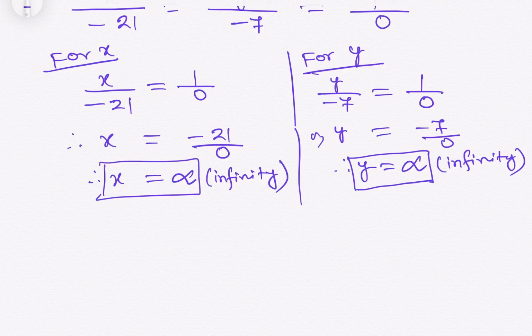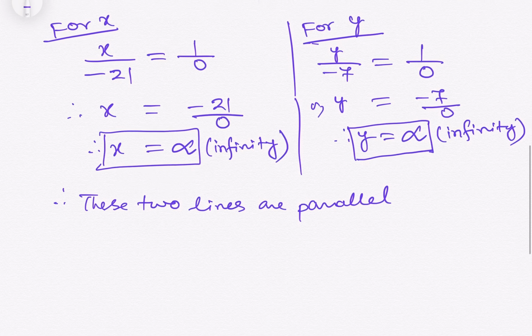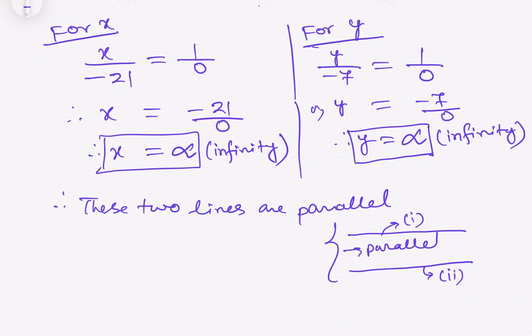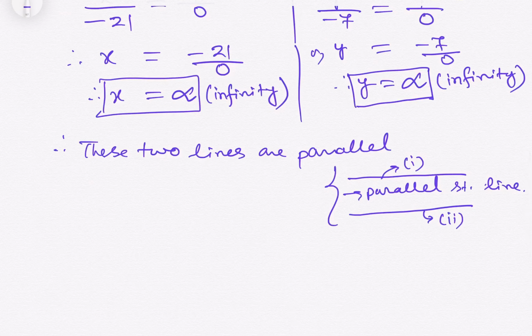So our solution is that these two lines are parallel. We know that parallel lines look like this. This is equation 1 and this is equation 2. These are parallel straight lines, two linear equations. That's why we do not get any point x and y.